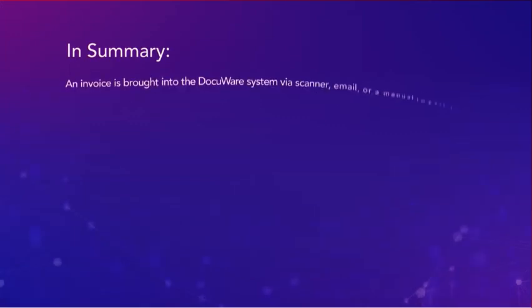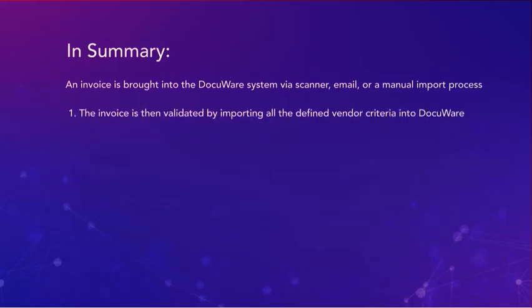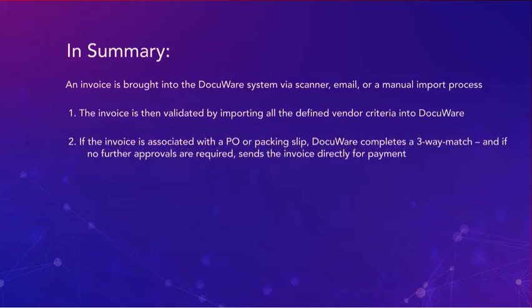In summary, let's look back at the process. An invoice is brought into the DocuWare system via scanner, email, or a manual import process. The invoice is then validated by importing all the defined vendor criteria into DocuWare. If the invoice is associated with a PO or packing slip, DocuWare completes a three-way match, and if no further approvals are required, sends the invoice directly to be paid.